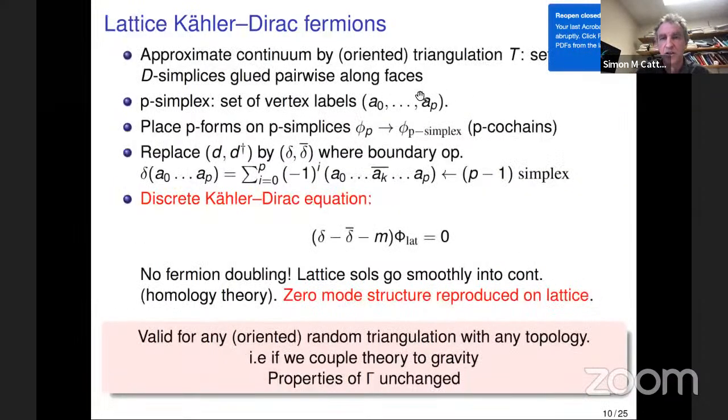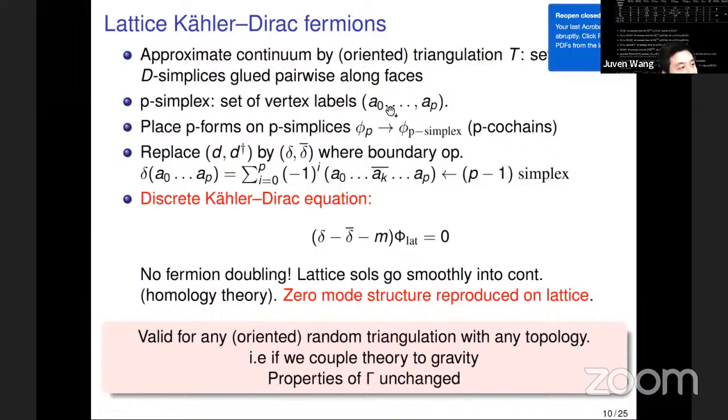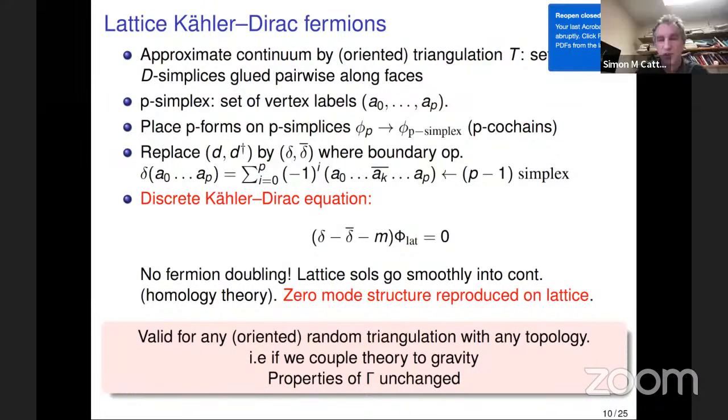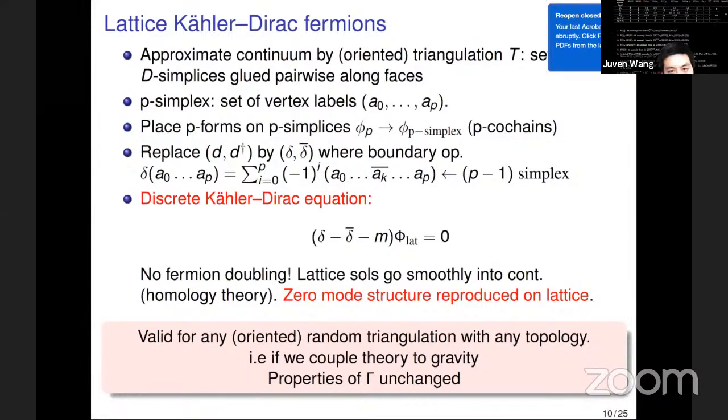What's going on here? Sorry again for another question. I just want to make sure when you mentioned reduced Kaehler-Dirac, does the degree of freedom change? Yes, it carries half the number of degrees of freedom.